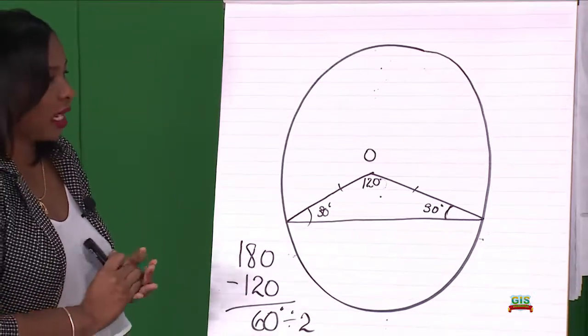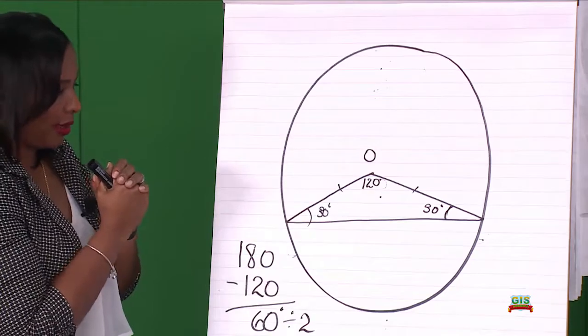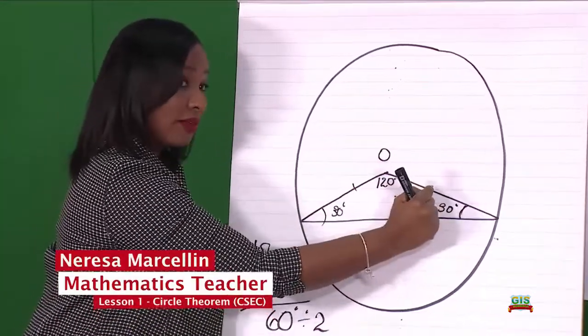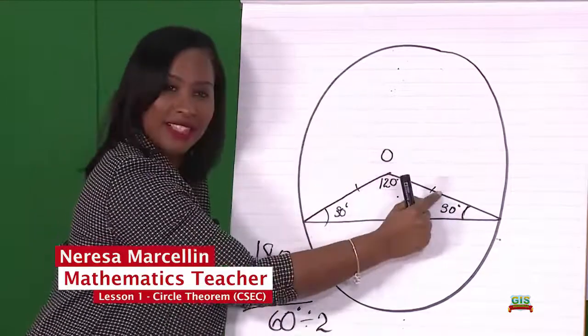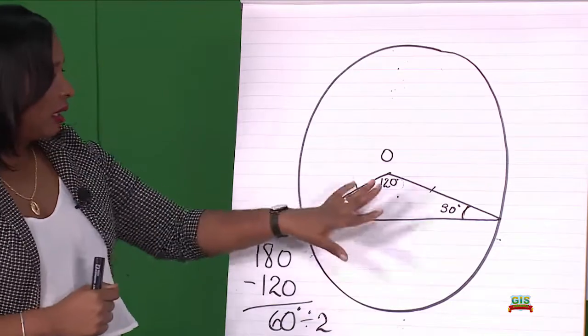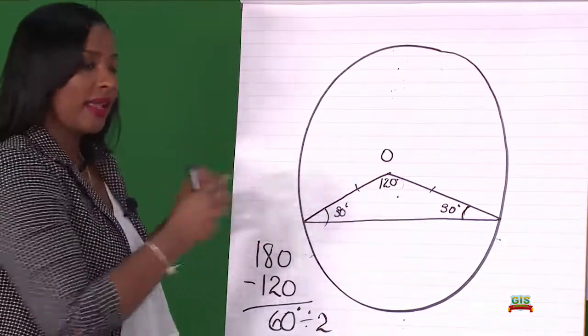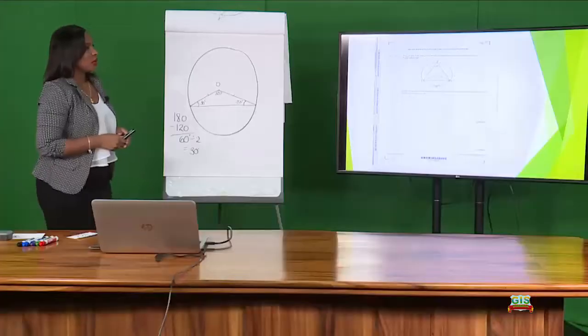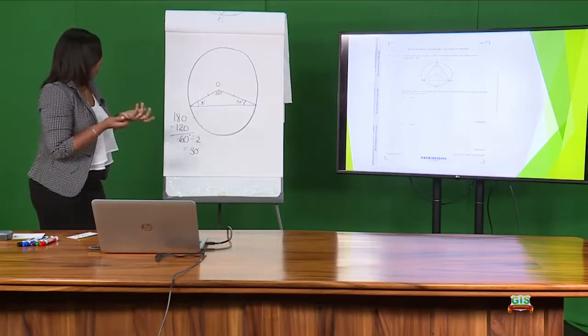All right. So the isosceles triangle theorem here makes these two angles equal because those two lengths are equal, because those two lengths are radii. Good. All right, so we have that down. The isosceles triangle right there in the circle. Good. So we have one little part down. Let's look at what CSEC does next.